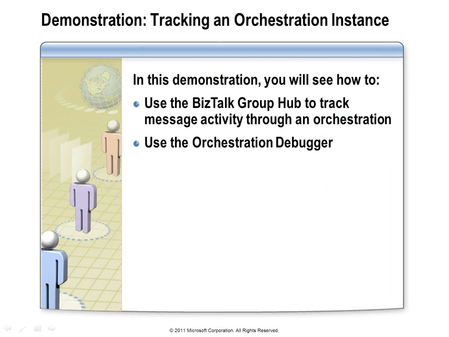In this demonstration, I'll show you how to use the Group Hub to view tracking data. I'll send a message through our orchestration, open up the Group Hub, and I'll show you the information that BizTalk collected as the message was processed. I'll show you how to use the orchestration debugger to show you what happened after the fact. So we'll be viewing historical data in that case. And then I'll also show you how to use the orchestration debugger to connect to a live instance of an orchestration and step through it.